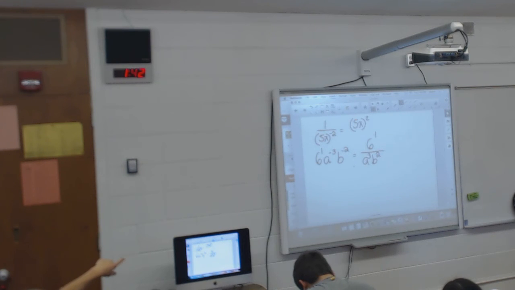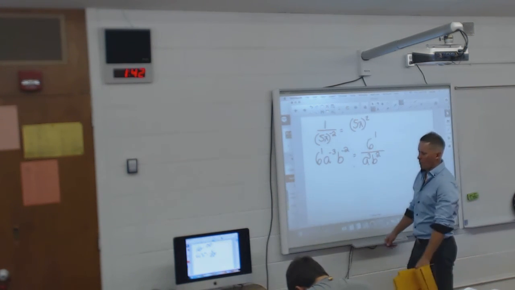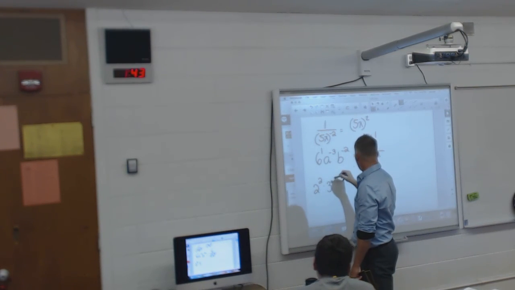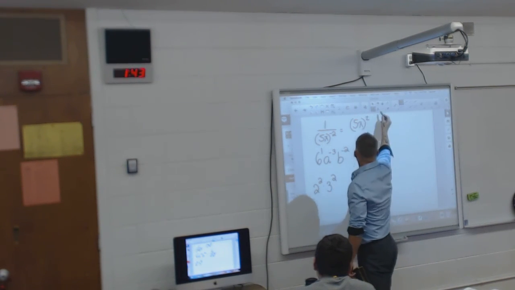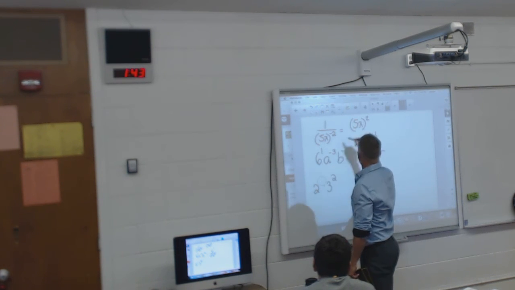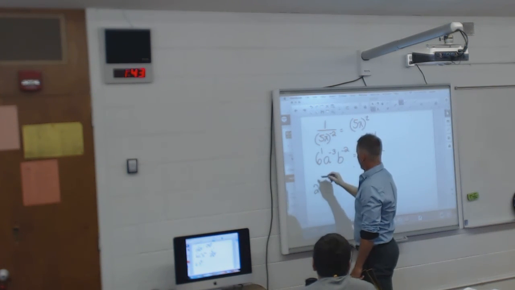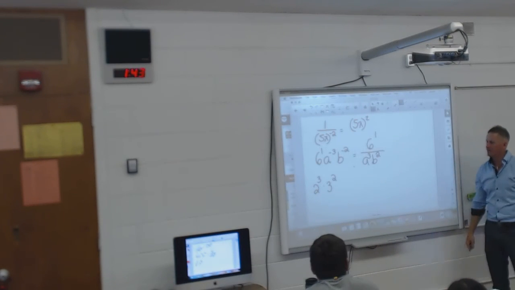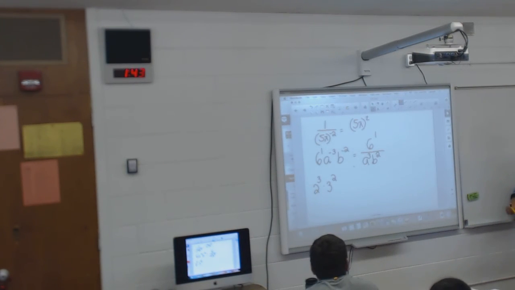What happens if you go A, B, 6? That doesn't work. Nope. Brock, why not? Look at the bases. Well, that's one way to look at it, Brock. I'm gonna tell you why. It needs to make sense, okay?